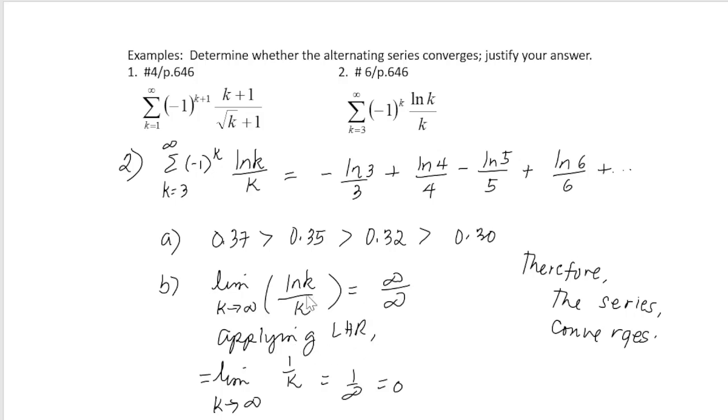We differentiate separately the numerator and the denominator. The derivative of the numerator is 1 over k, the derivative of the denominator is 1, so we have 1 over k. And then evaluating the limit of 1 over k as k approaches infinity, this is 1 over infinity or 0. So because the limit of natural log of k all over k as k approaches infinity is 0, and the terms of the series are decreasing, we can therefore conclude that the series converges.